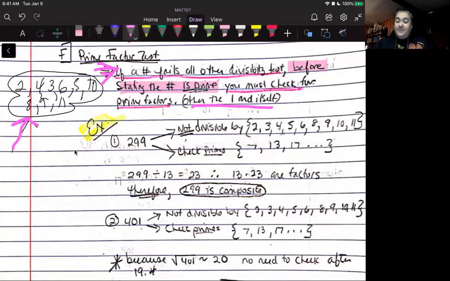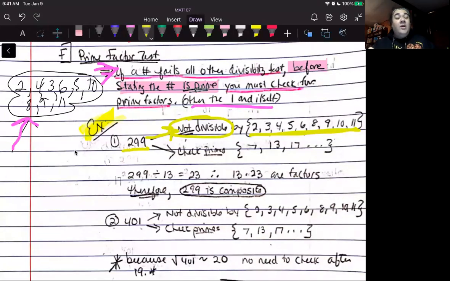So here's an example of what we're talking about, okay? Let's say that we're looking at the number 299. If you had taken 299 and checked all the divisibility tests we talked about, it fails them, okay? It is not divisible by any of those numbers. So 299 fails all the divisibility tests that we just finished talking about.